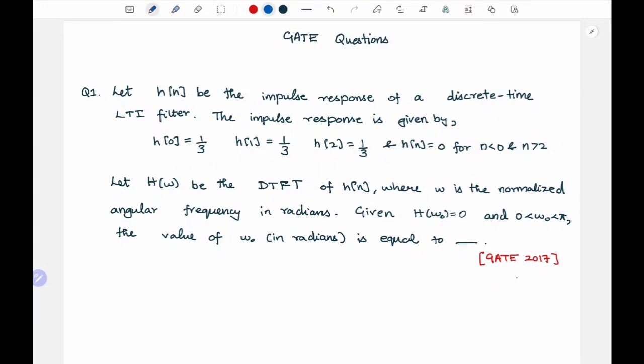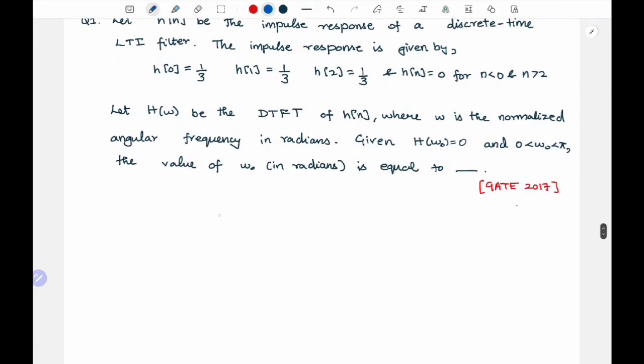Let H of omega be the DTFT of h of n, where omega is the normalized angular frequency in radians. So your omega is given in radians. Given H of omega naught equal to 0 and 0 less than omega naught less than pi, the value of omega naught is equal to? So at some point, H of omega itself is going to be 0. That point is omega naught, and they're asking for its value in radians. So let us try to solve.